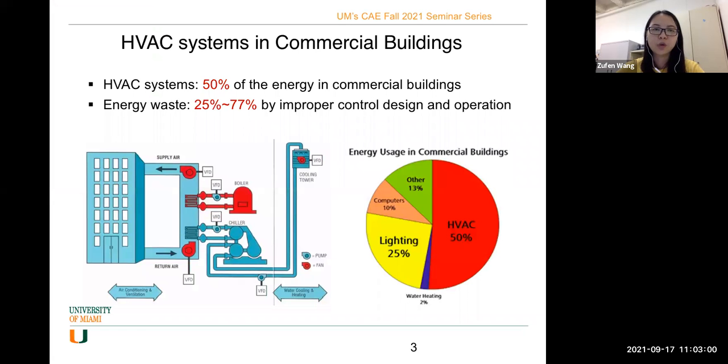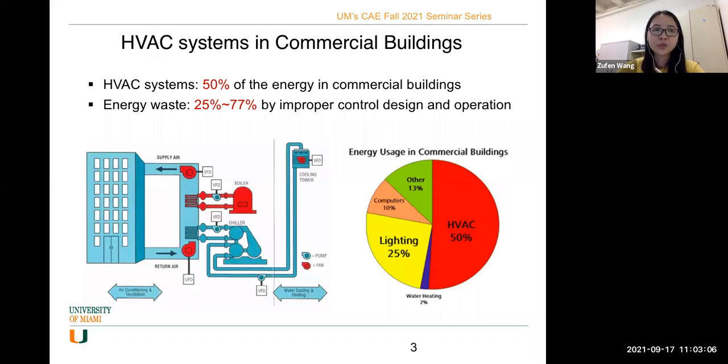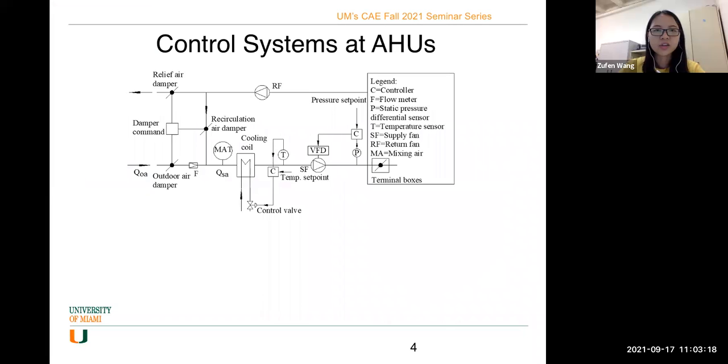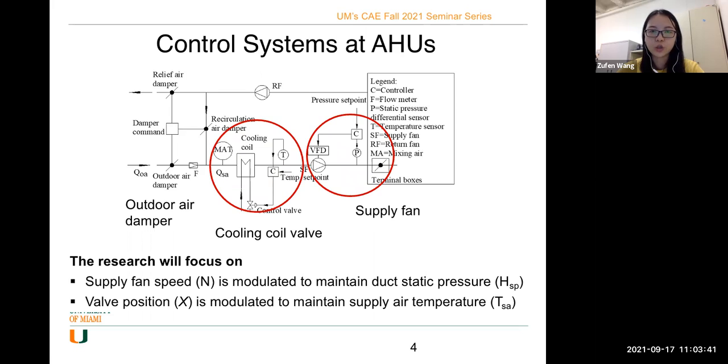HVAC systems account for 50% of the energy in commercial buildings, and 25% to 77% of energy waste can be created by improper control design and operation. To maintain indoor thermal comfort and indoor air quality, there are 3 control systems at the air handling unit: the outdoor air damper control system, the supply fan speed control system, and the cooling coil valve control system. For my research, I will mainly focus on the last 2 control systems.